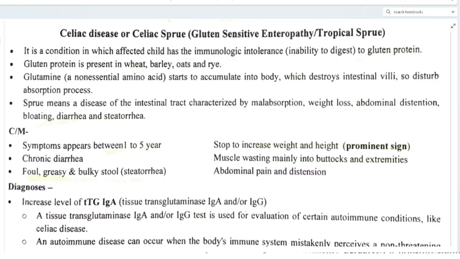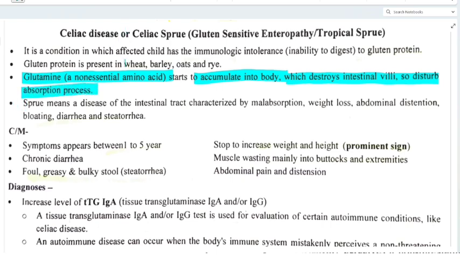Now the question is where gluten protein is present. That is in wheat, barley, oats and rye. So glutamine, it is a non-essential amino acid. It starts to accumulate in the body, which destroys intestinal villi and disturbs the absorption process. Basically, it will accumulate in the body because there is no digestion. There is intolerance, so that will destroy intestinal villi and further disturb the absorption process. Clear up to this?